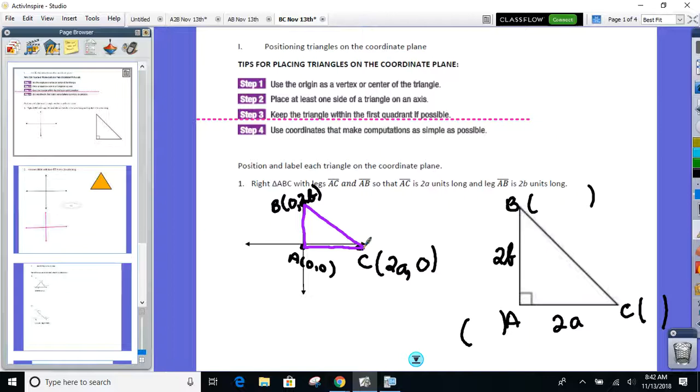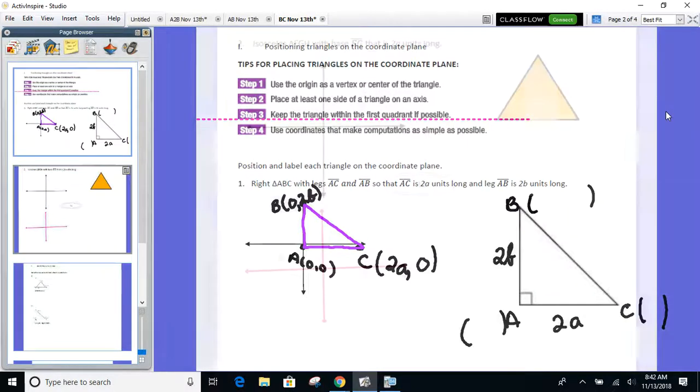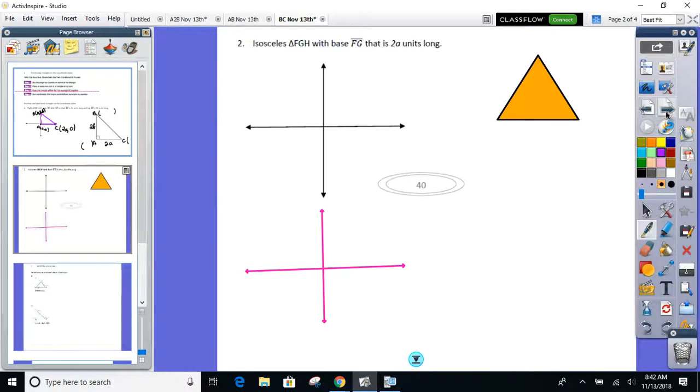because there are other types of triangles I'm going to have to put on a graph. Questions? All right, the next one I'm going to ask you to do is an isosceles triangle.